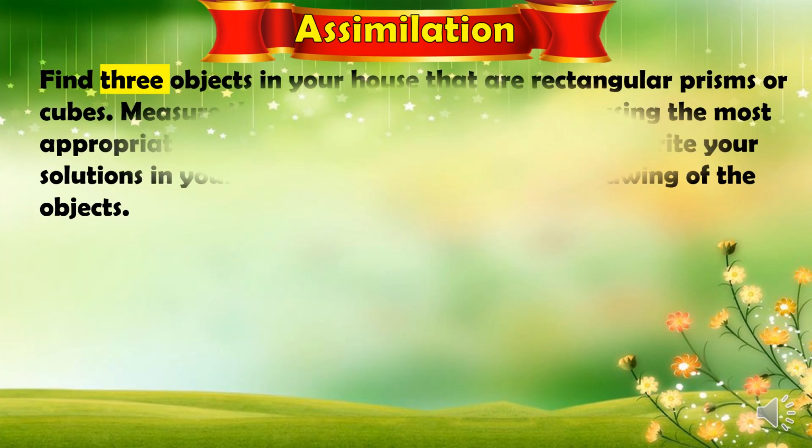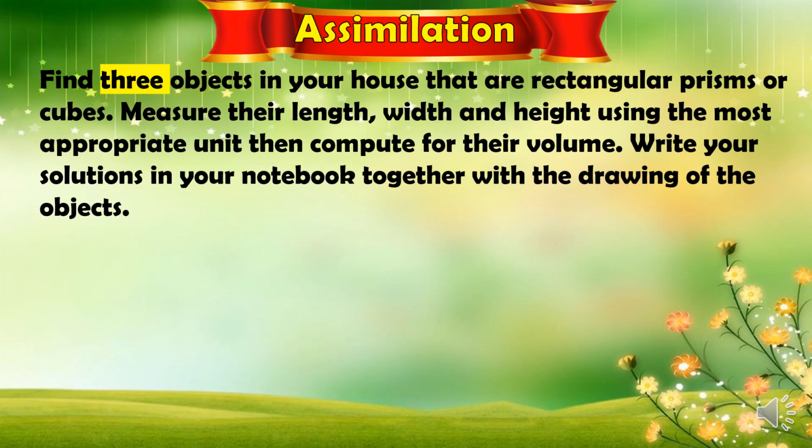For the simulation, find 3 objects in your house that are rectangular prisms or cubes. Measure their length, width, and height using the most appropriate unit, then compute for their volume. Write your solutions in your notebook together with the drawing of the objects.